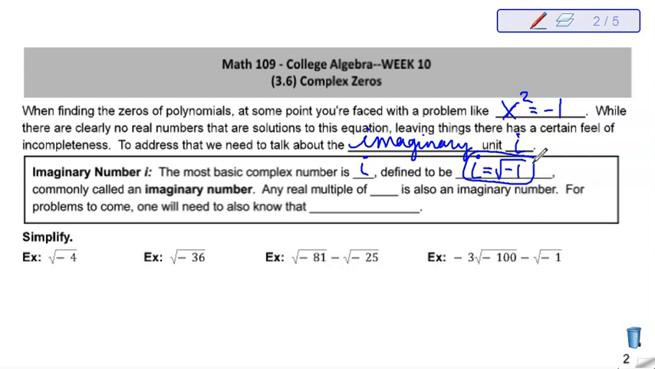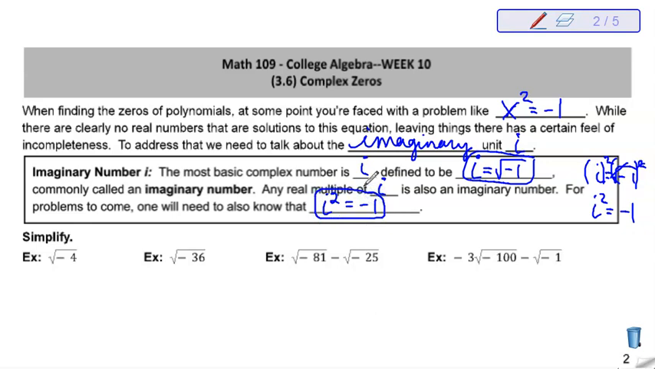Now, that's commonly called the imaginary number, and any real multiple of i is also considered an imaginary number. For problems to come, we will also need what i squared is equivalent to. So I'm going to take i equaling the square root of -1 and square both sides. On the left side, that becomes i squared. On the right side, the square and square root cancel each other out, leaving me that i squared is defined to be -1.